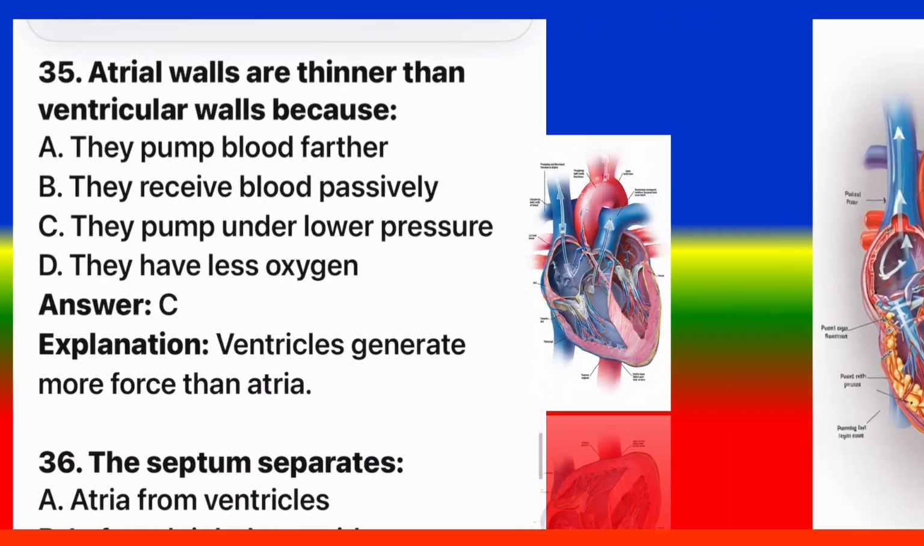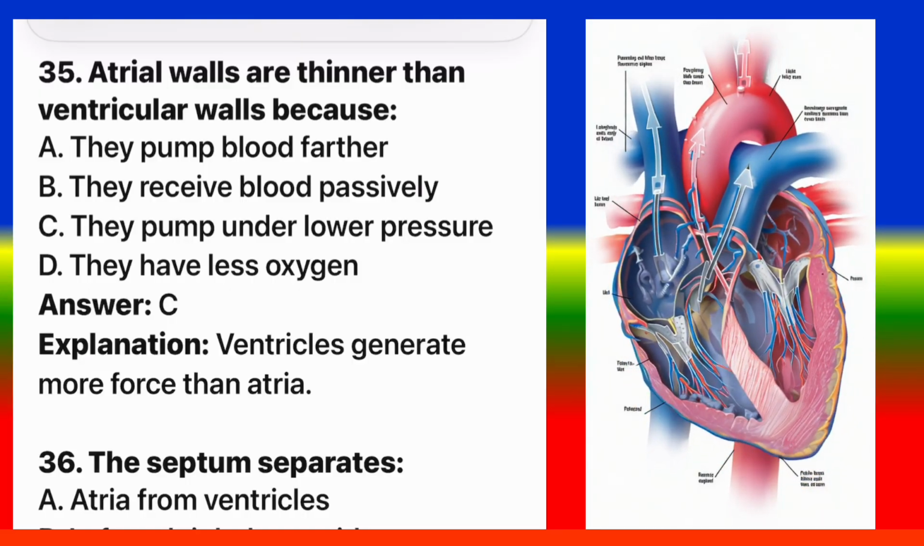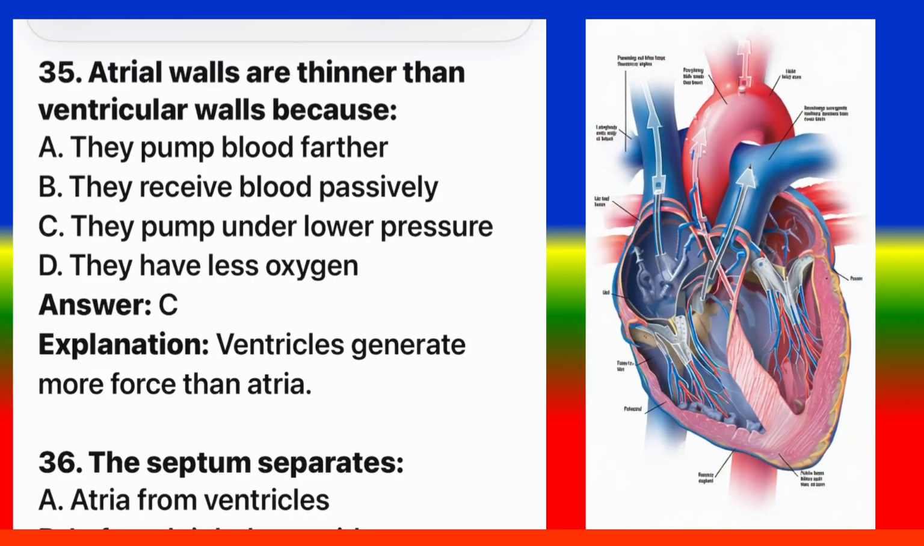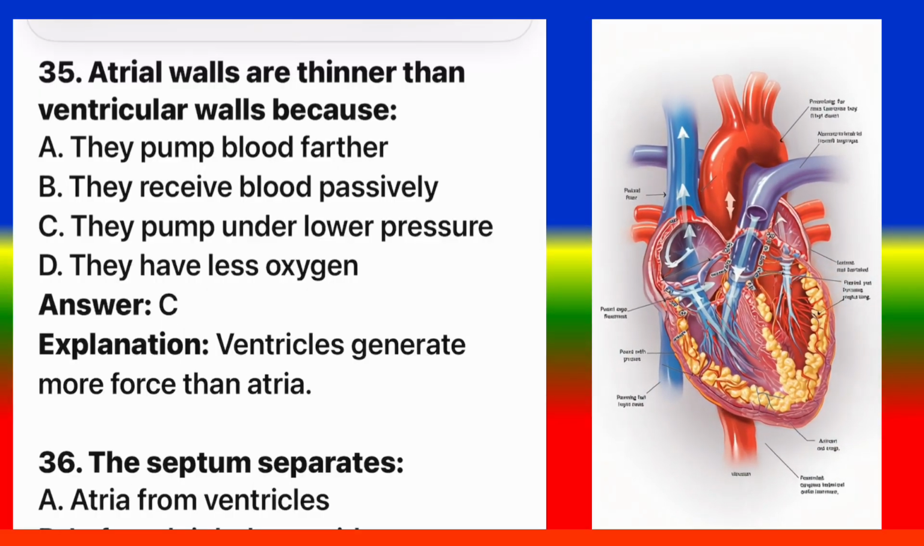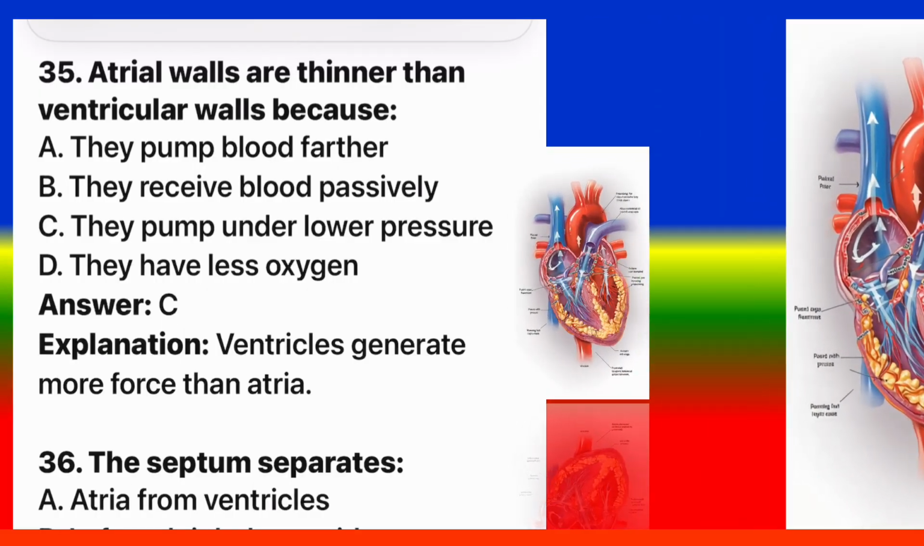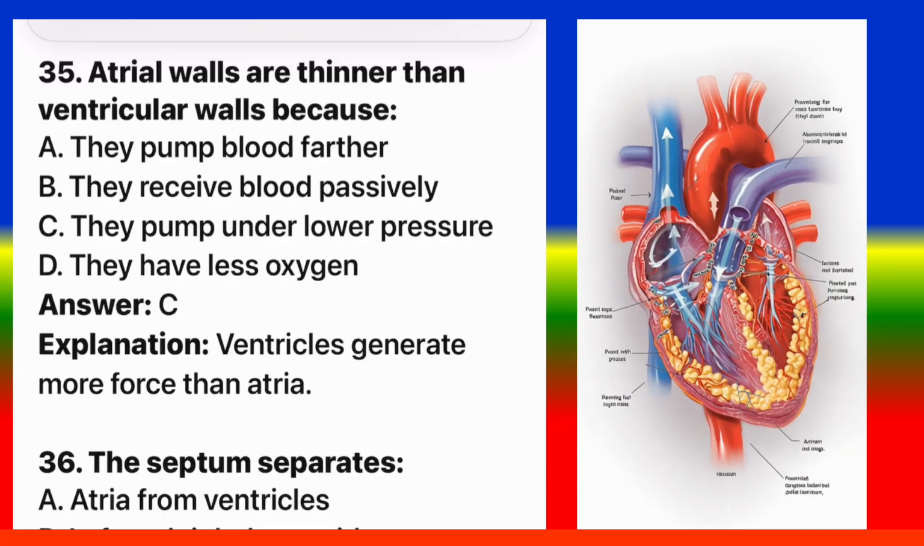35. Atrial walls are thinner than ventricular walls because A. they pump blood farther, B. they receive blood passively, C. they pump under lower pressure, D. they have less oxygen. Answer C. Explanation: ventricles generate more force than atria.